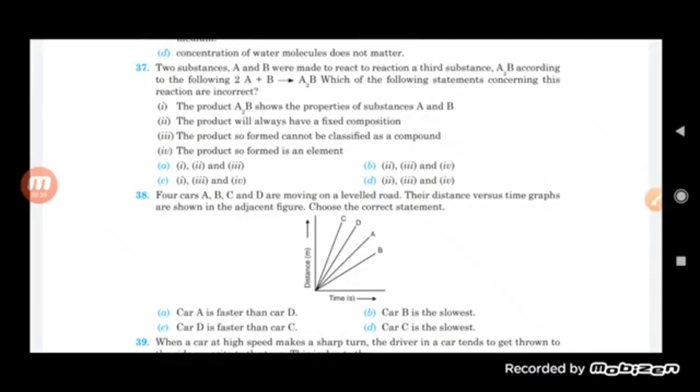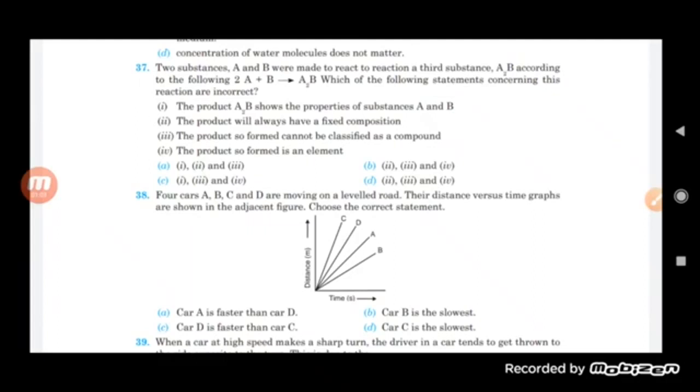We have taken two substances, one is A and another is B, and we make them react in order to form another substance, the third substance A2B. Which of the following statements would be incorrect according to this reaction? The product A2B shows the properties of the substances A and B. The product will always have a fixed composition. The product so formed cannot be classified as a compound. The product so formed is an element.